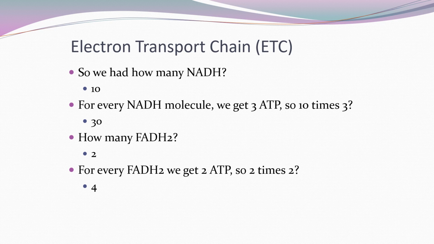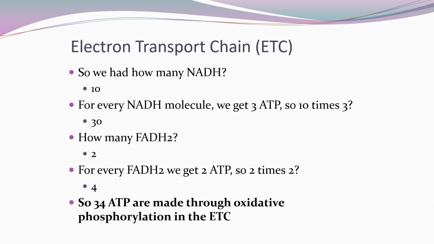So if we add that together, we should get a nice solid 34 ATP made through oxidative phosphorylation in the electron transport chain. Again, I want you to think of substrate level as being a small amount of energy being produced, and that is what we produced in steps 1 and 3. And in this last step, step 4, the electron transport chain, we are producing a massive amount of energy, 34 ATP all at once, which is a very good amount. But it's not actually our total amount of energy. Because remember, we produced a little bit of ATP in steps 1 and 3.